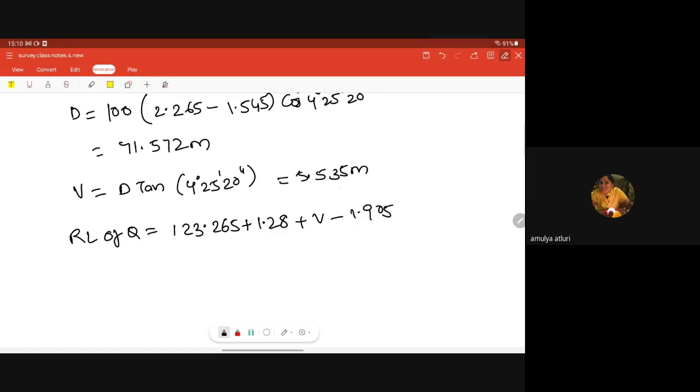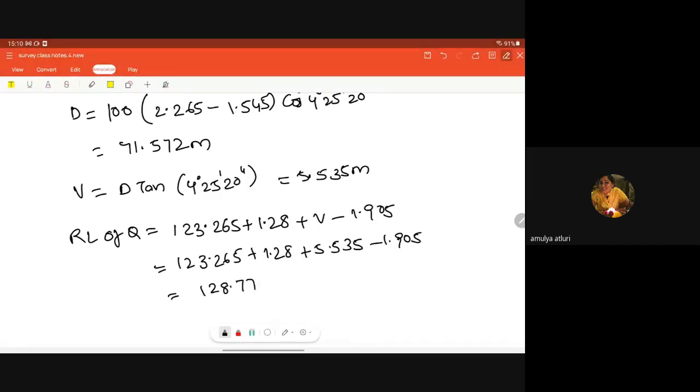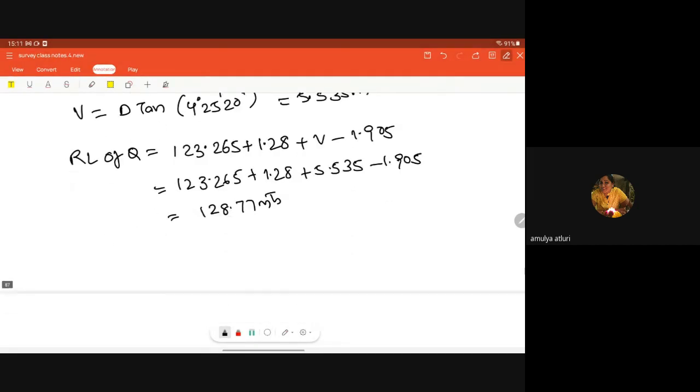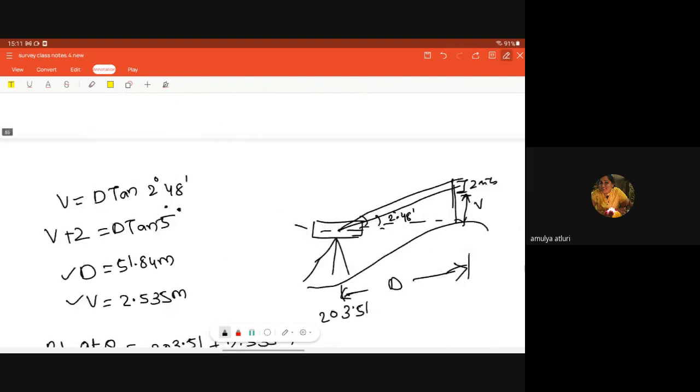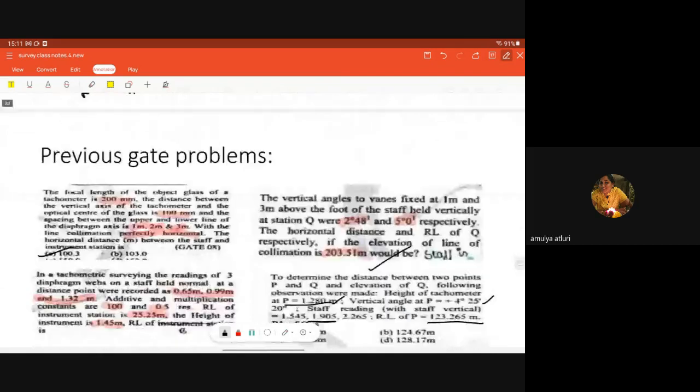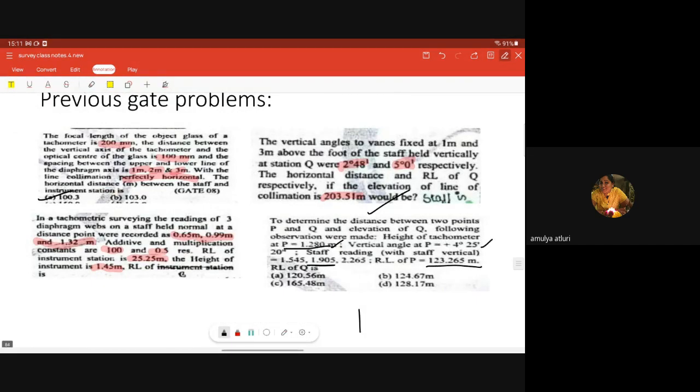So substitute the V value here: 123.265 plus 1.28 plus 5.535 minus 1.905. The value is 128.77 meters. Got it? So these are your previous questions, previous GATE problems we have solved. So what is the value? It is 128.17. So option B is your answer.